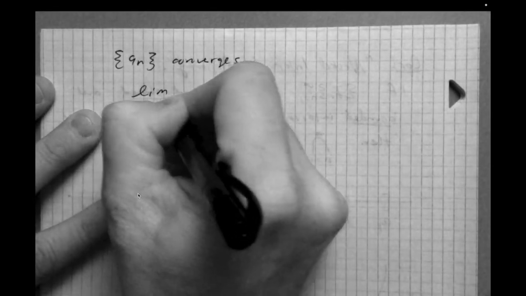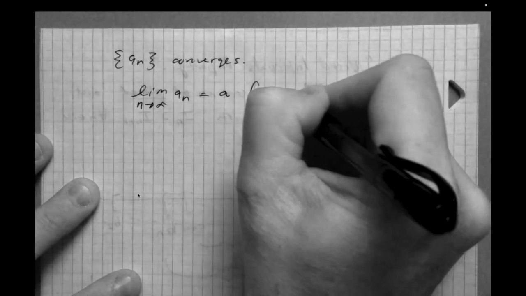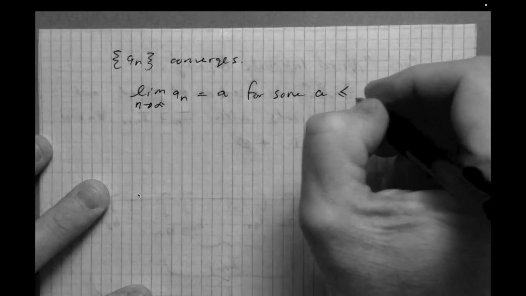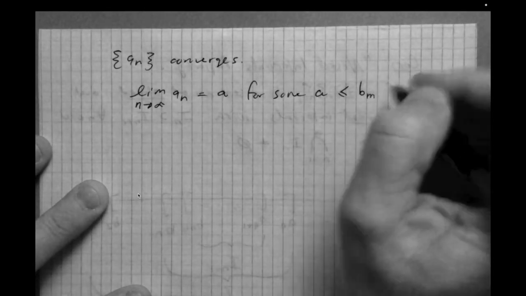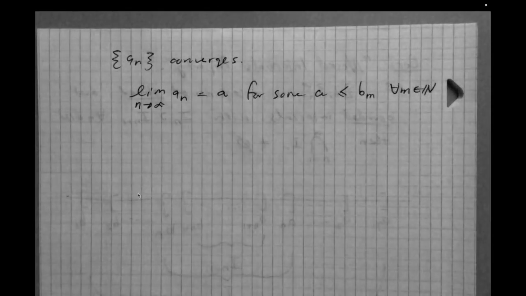Okay, right? So we now know that A sub n converges. Okay, and so if A sub n converges, we'll say that the limit as n approaches infinity of A sub n is equal to A for some A, right? For some A that's less than or equal to all of the B sub m's, right? And this is going to be for all m in the natural numbers.